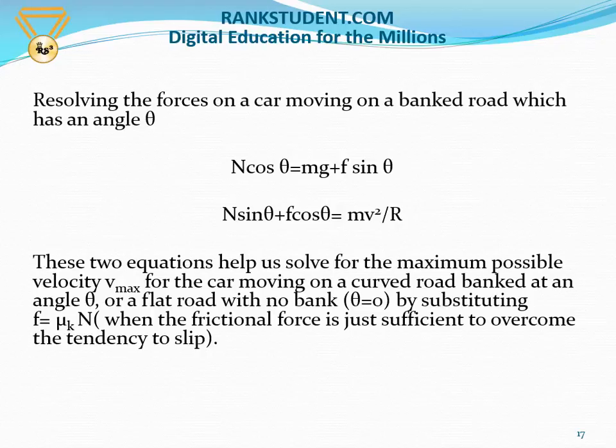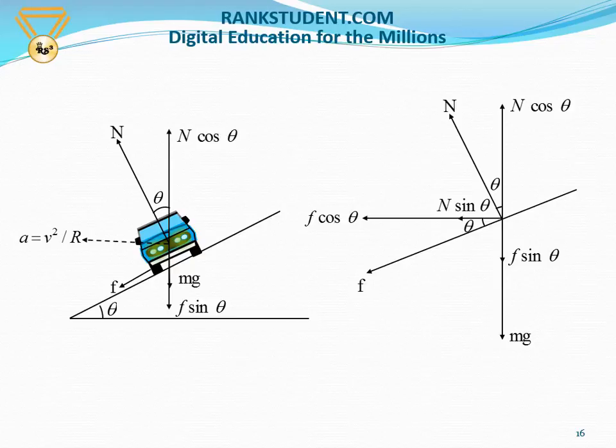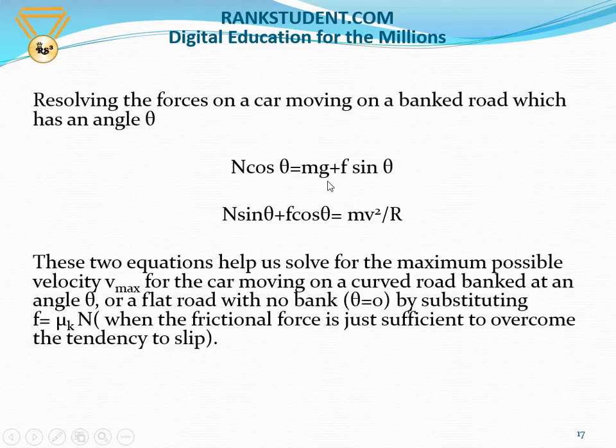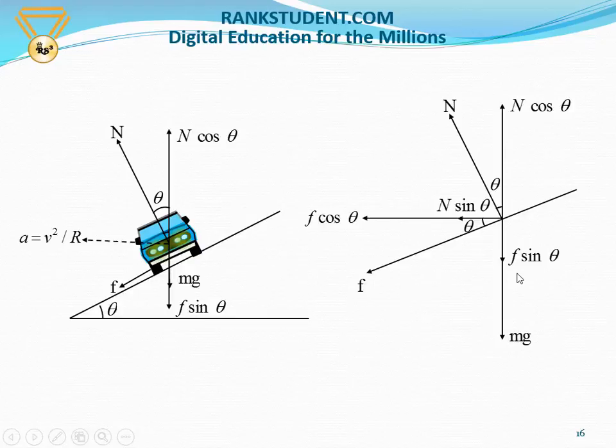When we go through the resolution, we can see that N cosine theta, which is shown by the vector pointing upwards, is equal to mg plus F sine theta. Mg is due to gravity, F is due to the friction. Mg plus F sine theta. F is in this direction, sine theta is this way, mg is the gravitational force.